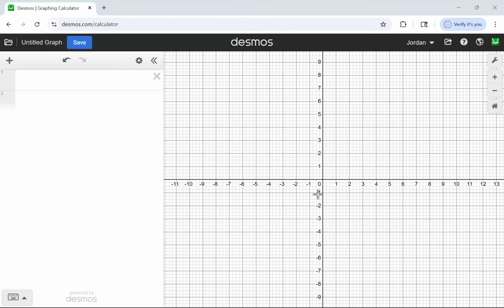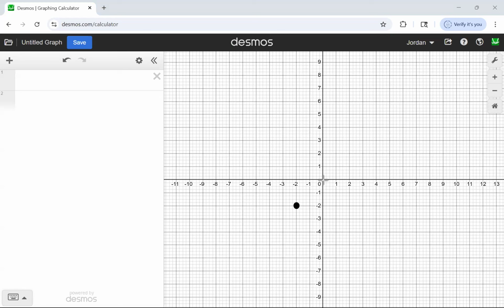The first point that we are asked to plot is the point -2, -2. So that's going to be right there in quadrant number 3.